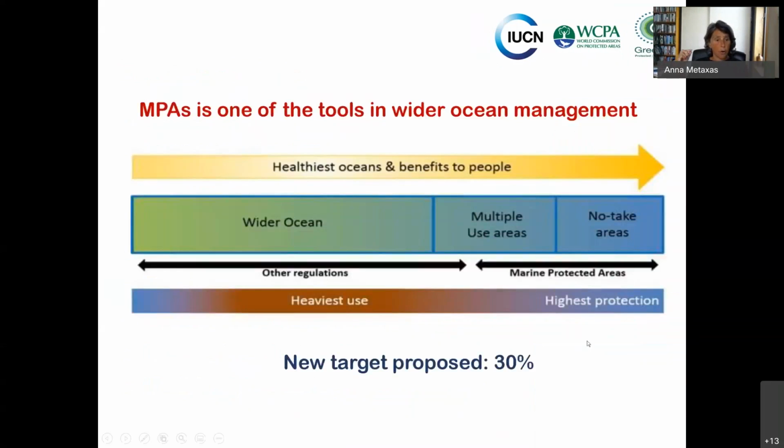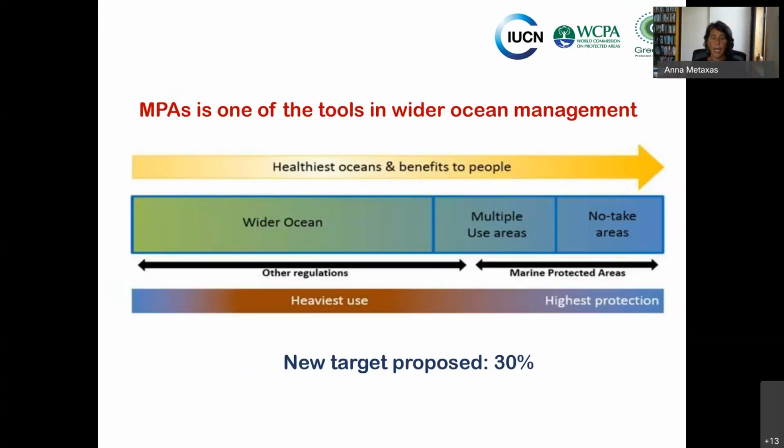However, MPAs are only one of the tools that are available to us in wider ocean management. And so this is where the argument starts with the fisheries people, where they say that MPAs don't work for fisheries, and of course they don't by themselves. What this graphic shows is generally, if you're trying to go from a not so healthy to the healthiest ocean, from left to right, you go from the wider ocean, which is open to everybody and experiences the heaviest use, all the way over to no-take marine protected areas where you have the highest protection. So again, this is the idea.